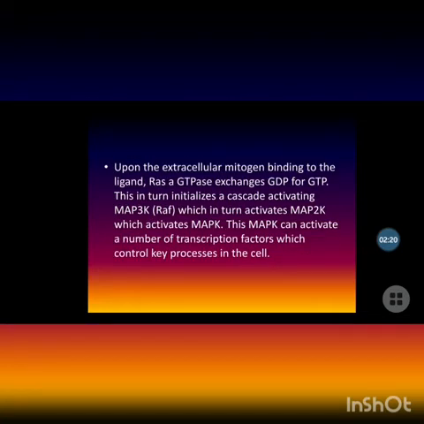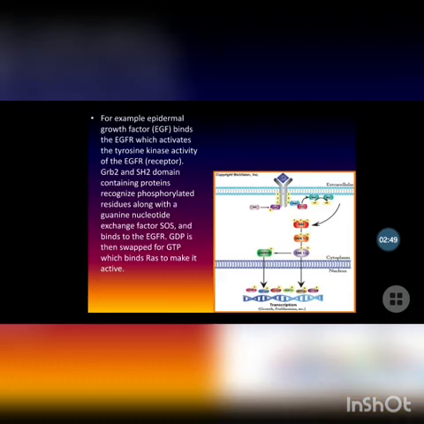So upon the extracellular mitogen binding to the ligand, RAS, which is a GTPase, exchanges GDP for GTP. So this in turn initializes a cascade activating MAP3K, that is RAF, which in turn activates the MAP2K, which activates the MAPK. So this is a cascading activity where the MAPK can activate a number of transcription factors which control key processes in the cell.